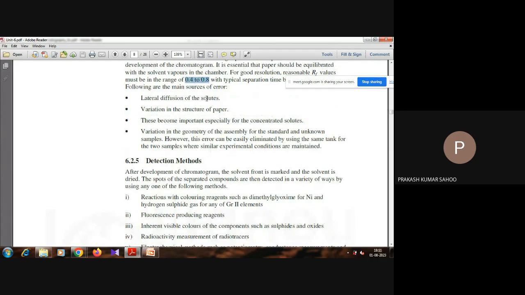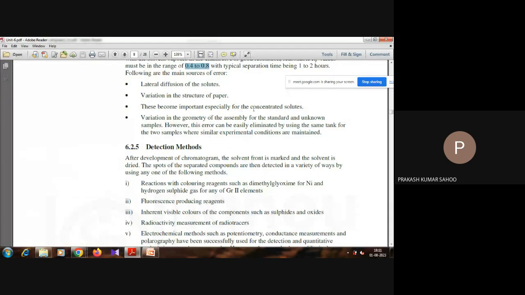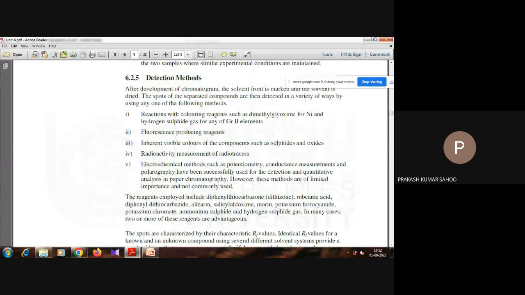These are the sources of error, that is lateral diffusion and variation in structure of paper, which become important especially for concentrated solutes, variation in geometry, etc. So next we have the detection methods. How will we detect what type of component is there after the paper chromatography experiment is done? After the experiment, how can we predict or determine what type of compound is there in our sample?